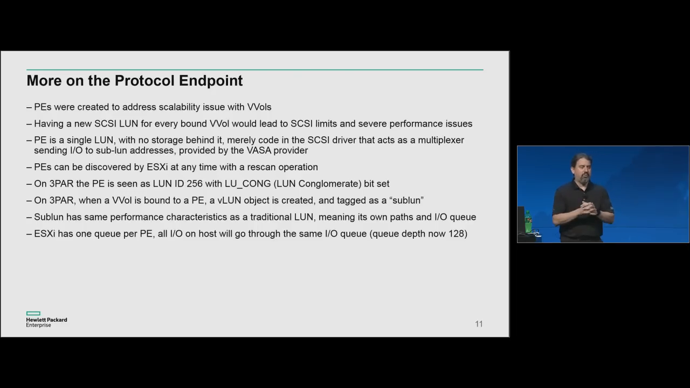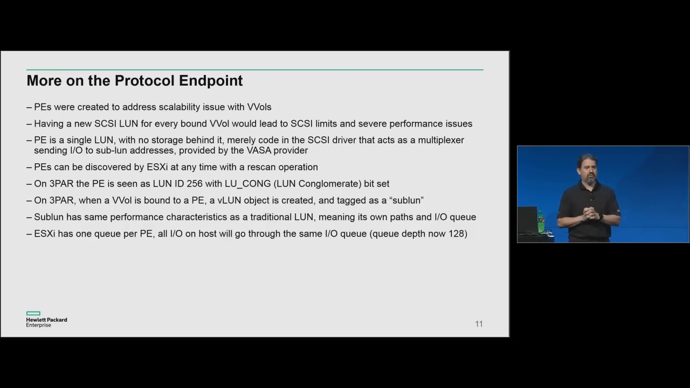So, more on the protocol endpoint. Why do we need a protocol endpoint? Why can't we just connect directly to these secondary LUNs? The PE was created. This was some new stuff that VMware added to the T10 specification for SCSI, specifically to allow this type of sub-architecture.